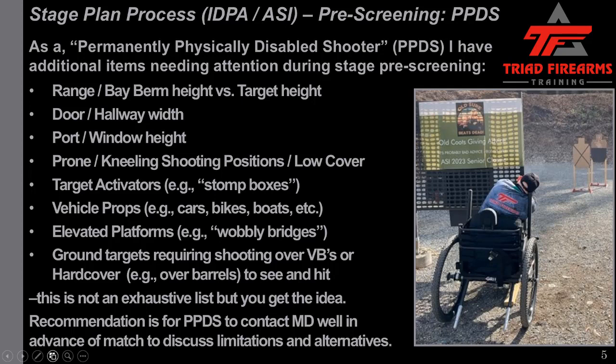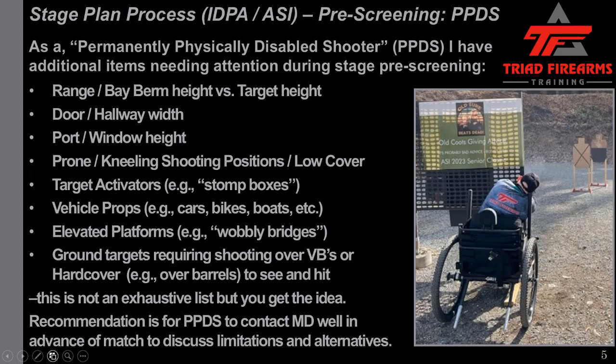Door and hallway width. My Grit Freedom chair is 32 inches wide, so narrower doors and hallways can pose a problem for me to get through. Port window height. I'm seated, so depending on how high a port or window is, I may not be able to shoot through it. Prone, kneeling shooting positions and low cover. These are usually impossible for me seated in a wheelchair. So when I see them during my pre-screen, I make note to ask about what IDPA calls a position of ability. That's an alternate shooting position.